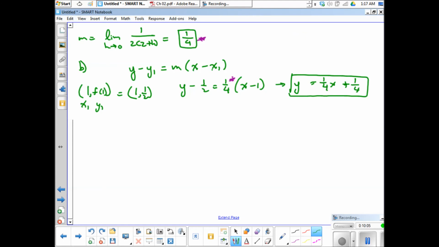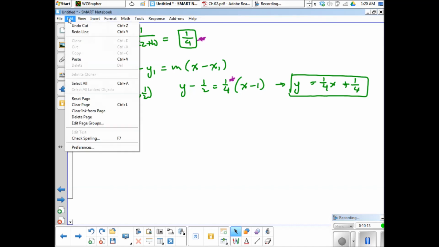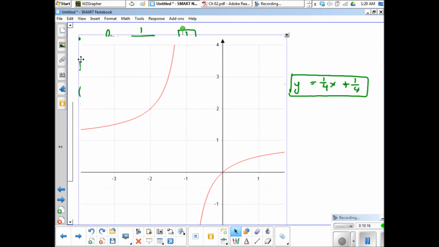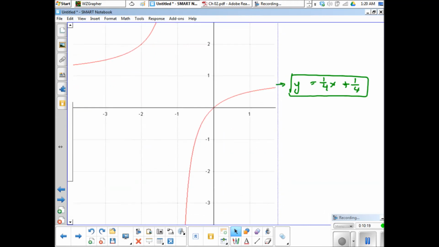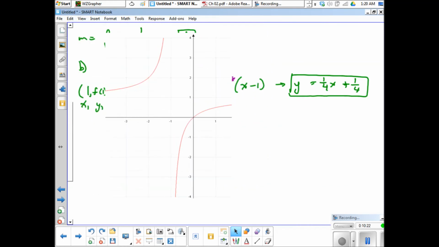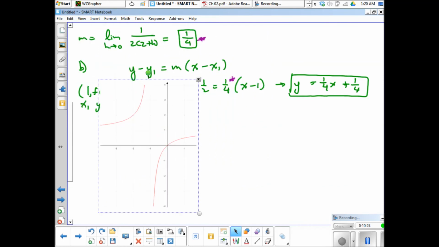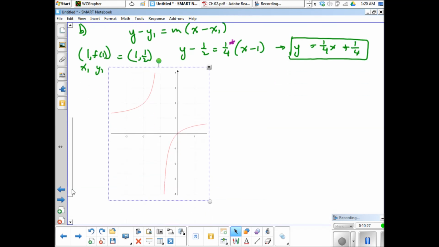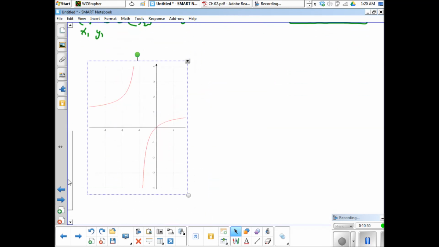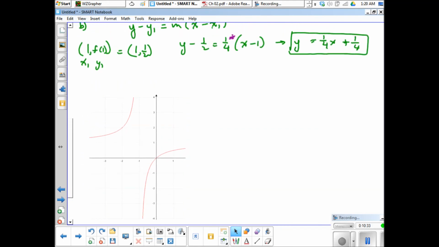Okay, so why don't we take a look at that graph here. Okay, so I just brought in the graph. I gotta shrink this, sorry. This is the graph of x over x plus 1. Okay, we were interested in the point 1 comma 1/2, which is about right here. And we just discovered this line here.